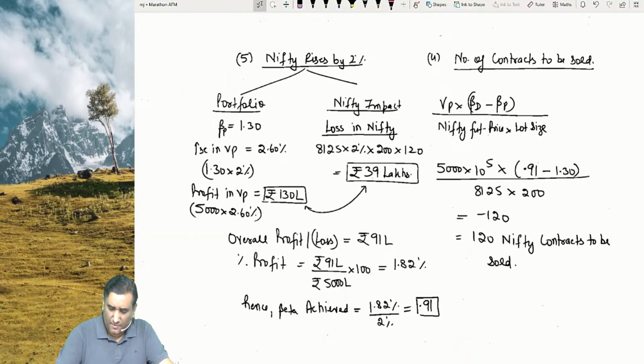Number of contracts is the value of beta desired minus beta of the portfolio, times portfolio size, divided by lot size. We have 5000 into 10 to the power 5. The desired beta is 0.91.